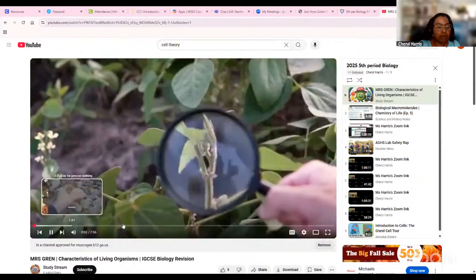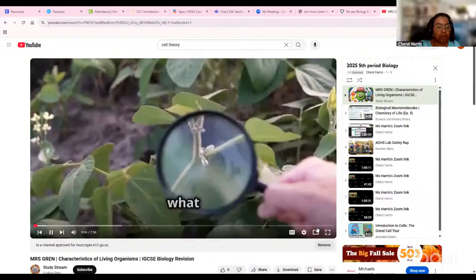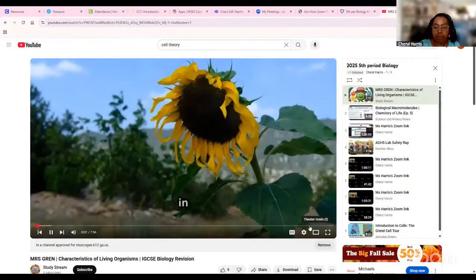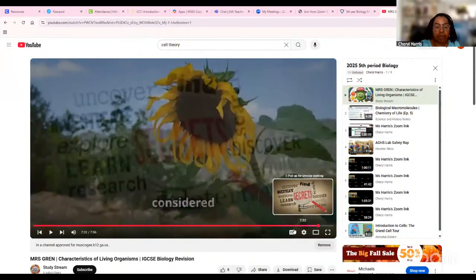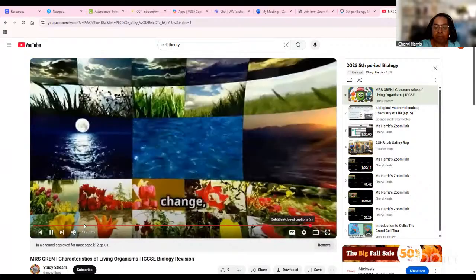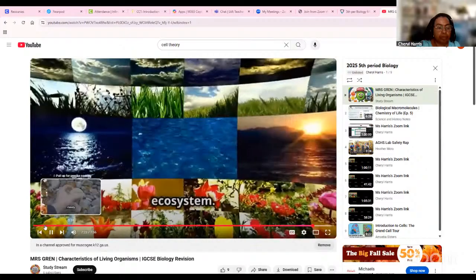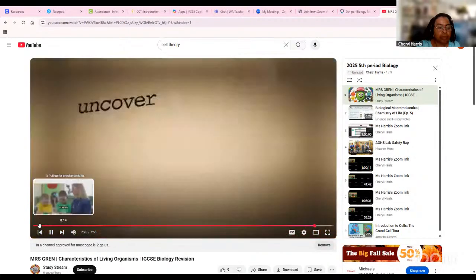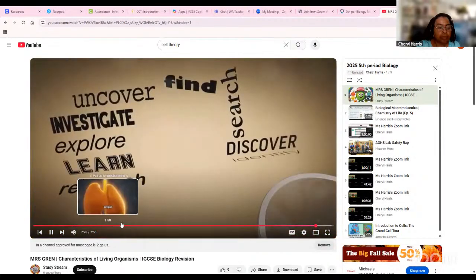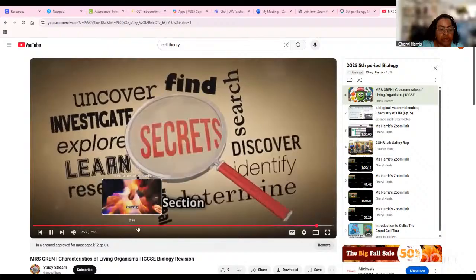Have you ever wondered what makes something alive? Why is a sunflower dancing in the garden considered alive? Energy, matter and change, where every living thing contributes to the harmony of the ecosystem. Life is truly a wonder. Be a life detective. Now that you know the secrets of Ms. Gren.